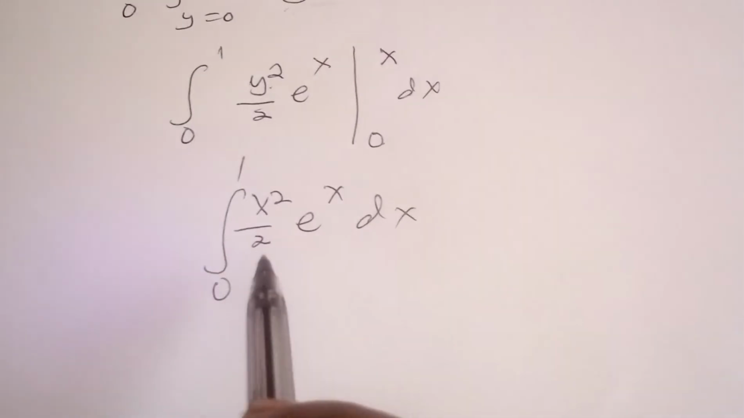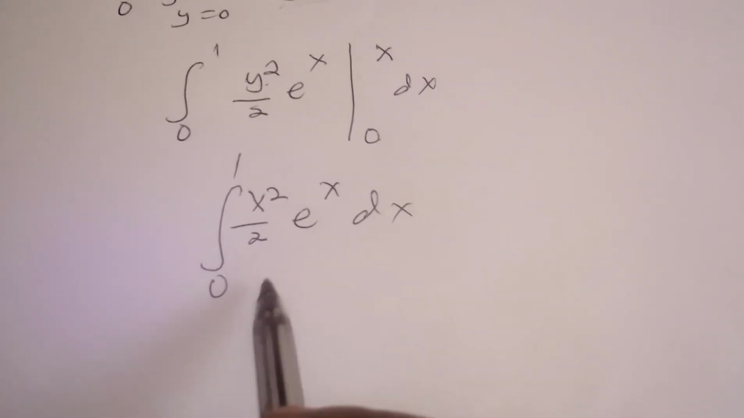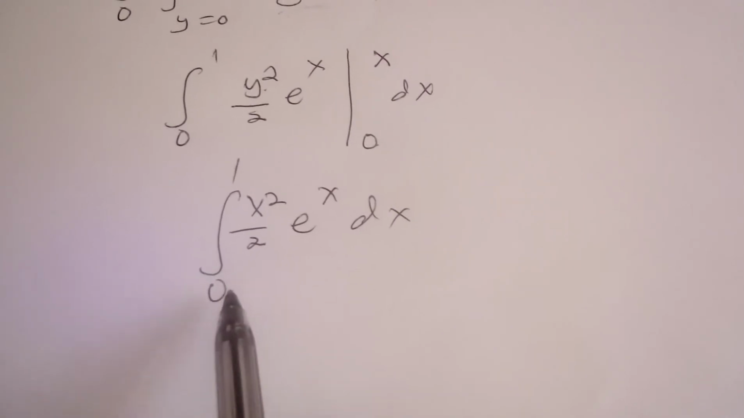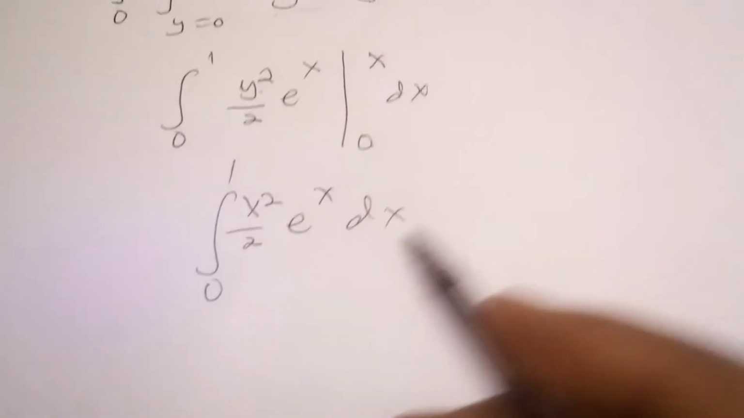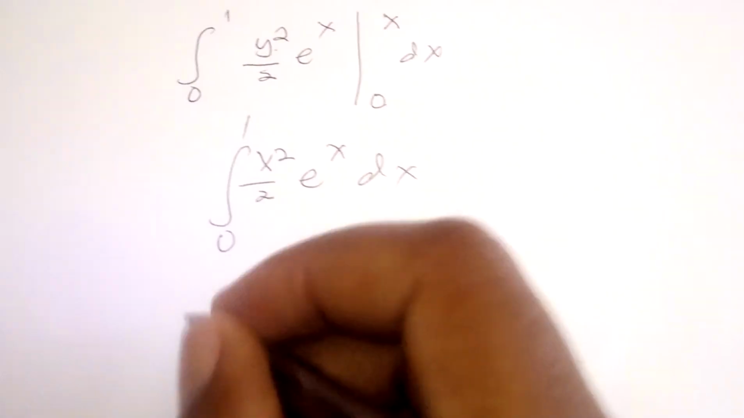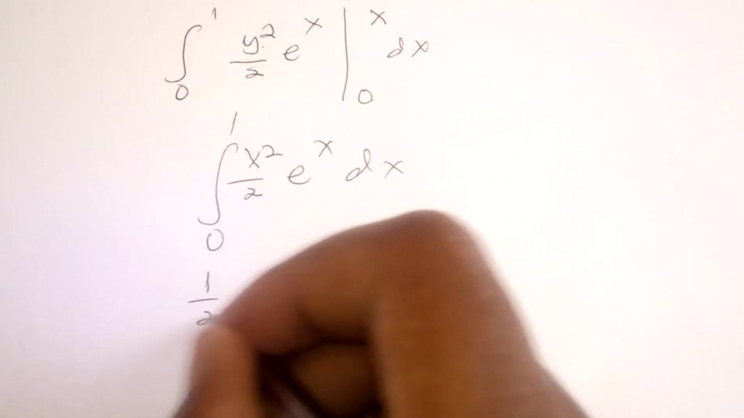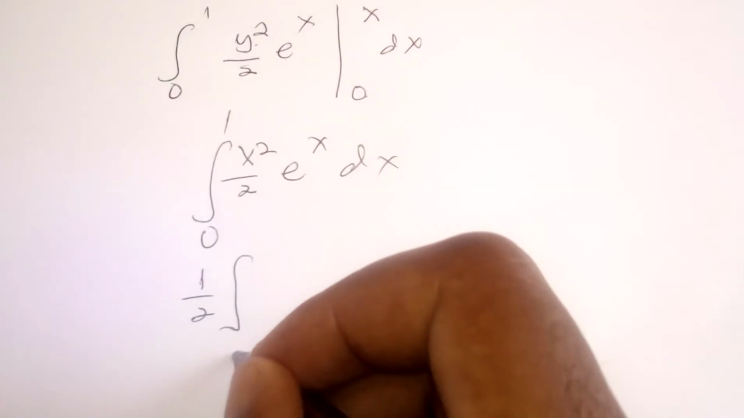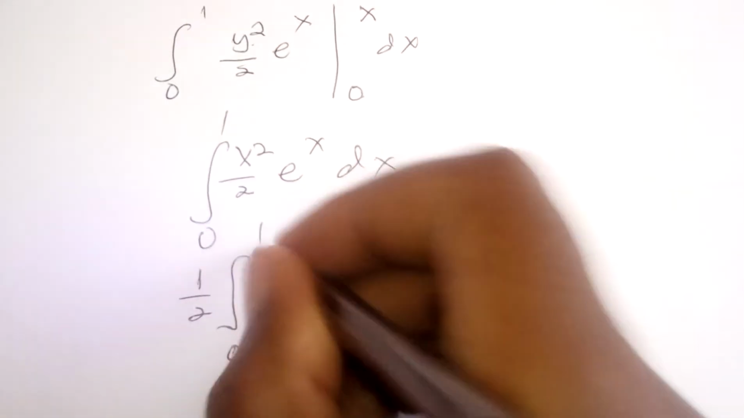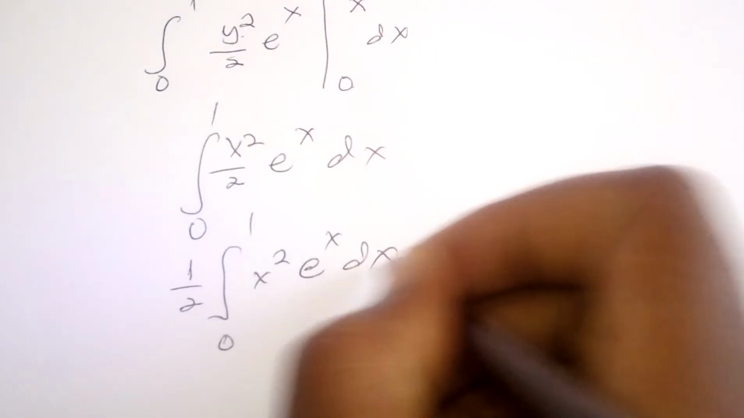So we can now integrate this function with respect to x, and it is a definite integral because we are moving from 0 to 1. When you integrate this, I'll use integration by parts. I'll first of all pull 1 over 2 outside the integral. So we have x squared e to power x dx, right?